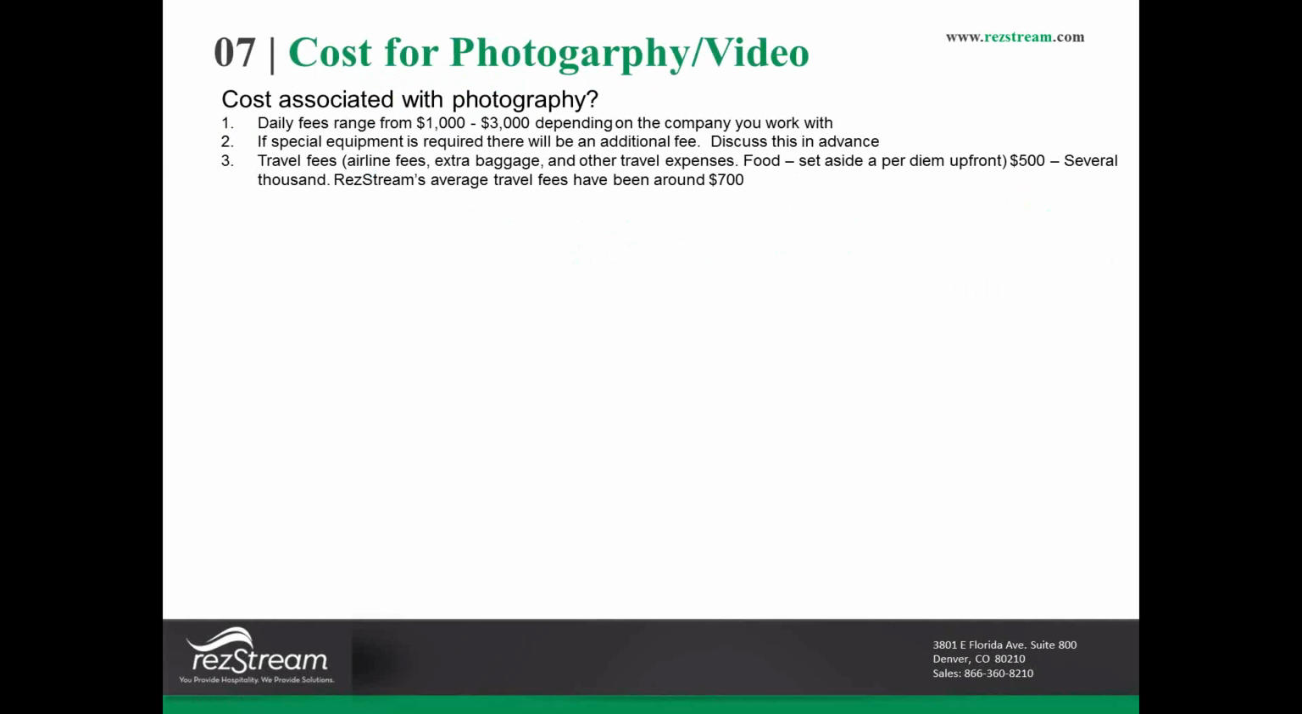Now we're going to go through some costs associated with photography and video. Costs for photography: daily fees can range from $1,000 to $3,000 depending on the company you work with. Sometimes special equipment is required, and there are going to be additional fees. Discuss this in advance. Sometimes you can't, because it's not really planned out, or you're not working with the photographer directly prior to. So always keep in mind there might be additional expenses.